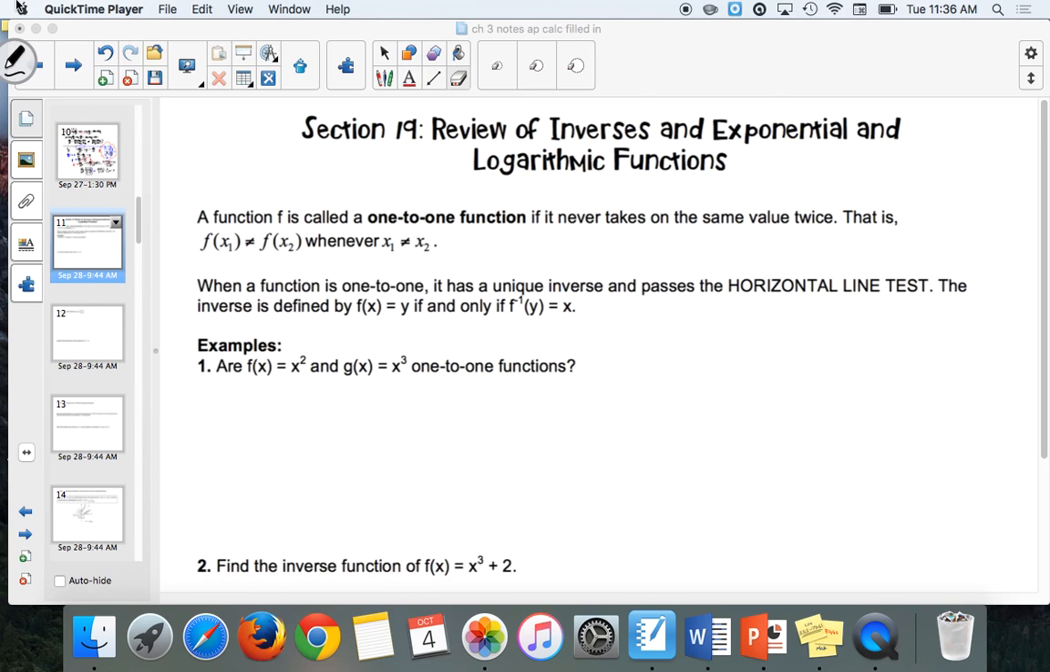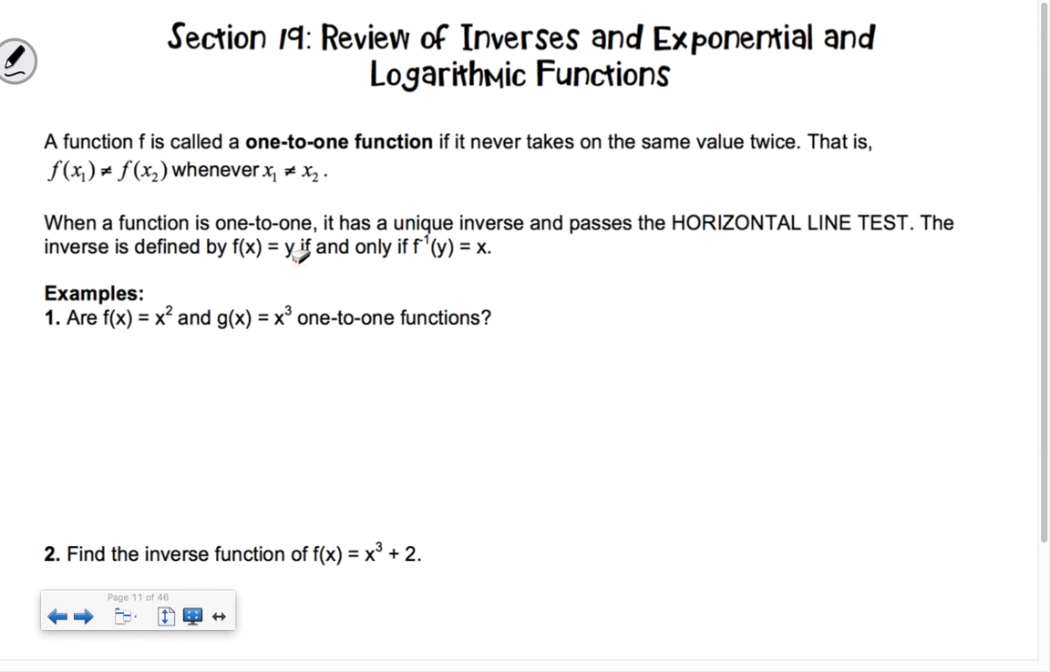A function f is called one-to-one if it passes the horizontal line test, so if it never takes on the same value twice. So f of x1 is never equal to f of x2, meaning you don't have two y values that are the same. When a function is one-to-one, it has a unique inverse. The inverse is defined by f of x equals y if and only if f inverse of y equals x.